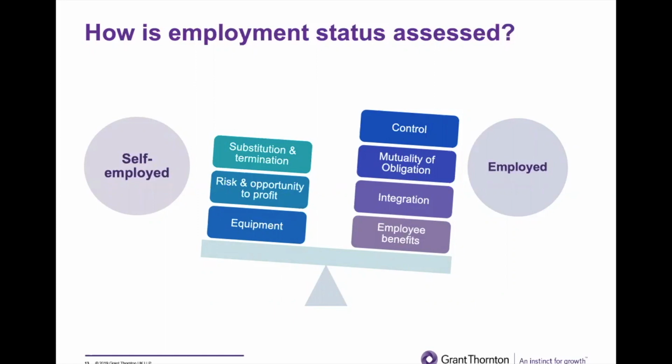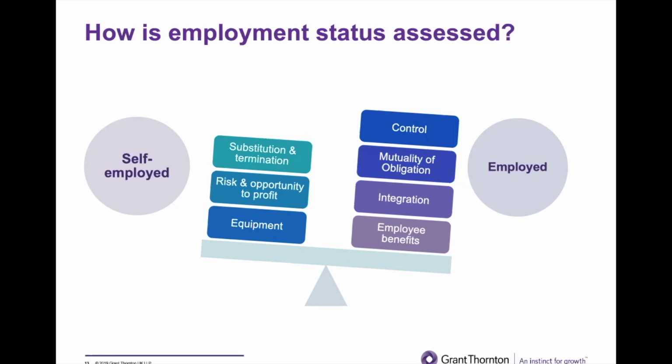So looking at some of these factors in turn, some of them are more indicative of self-employment. So substitution, for example. If the worker is entitled to provide a substitute, then this can point towards self-employment, as can financial risk. Those individuals who risk their own money, for example, in training costs, are less likely to be employees. And a self-employed contractor often provides whatever equipment is needed to do the job.